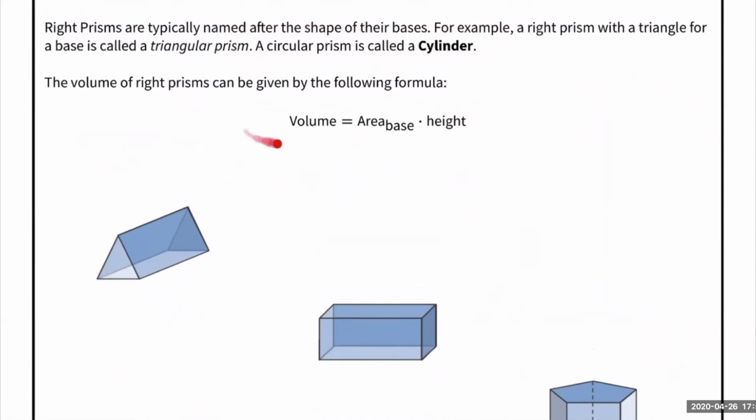Right, and here is one of those area formulas that I told you is on the formula sheet, so make sure that you're using the formula sheet. But just for the sake of summarizing it here, this is the formula that we will be using all throughout today. Volume is equal to the area of the base times the height.